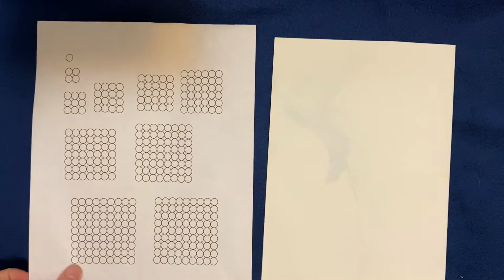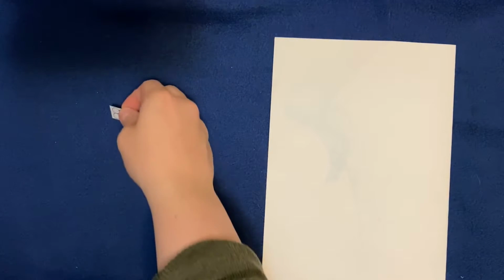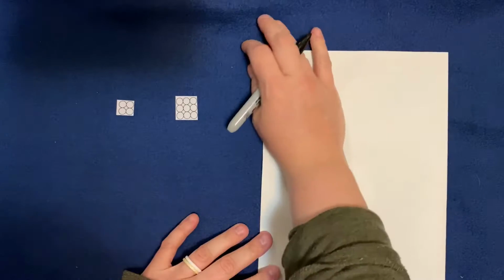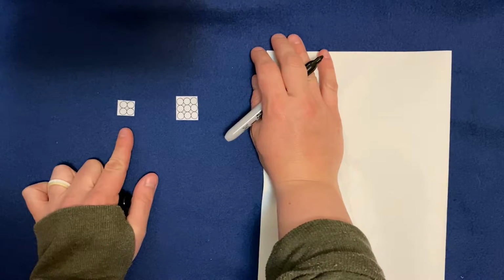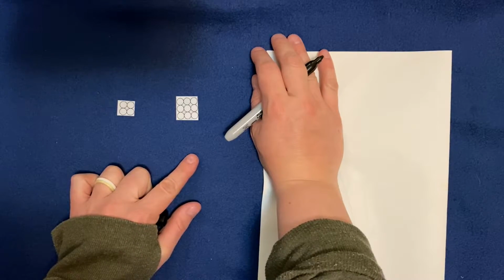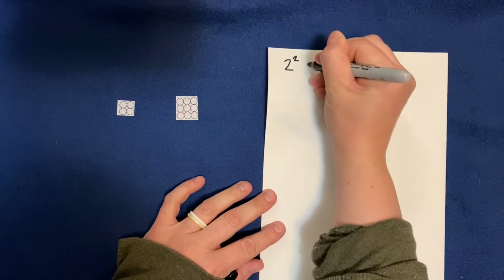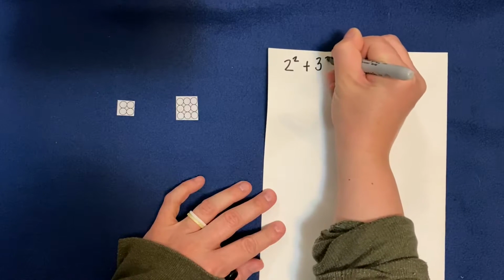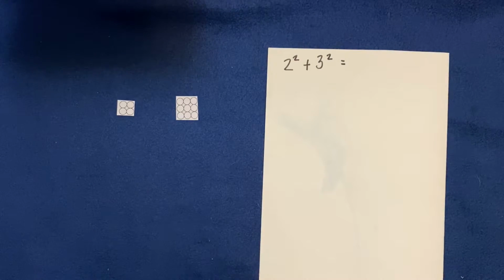I am going to set this to the side. I've already cut out a few of my squares, and we're going to start small. We're going to go ahead and add 2 squared plus 3 squared. And I'm going to write that on my paper. So 2 squared plus 3 squared equals.